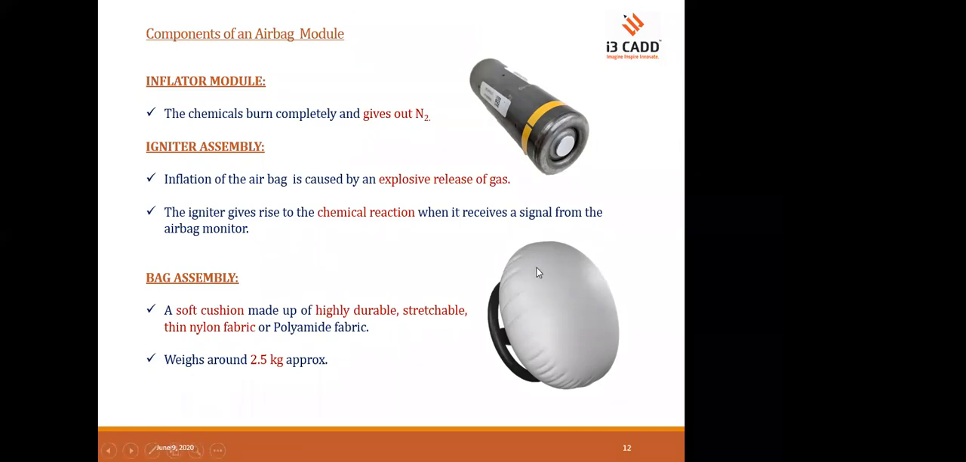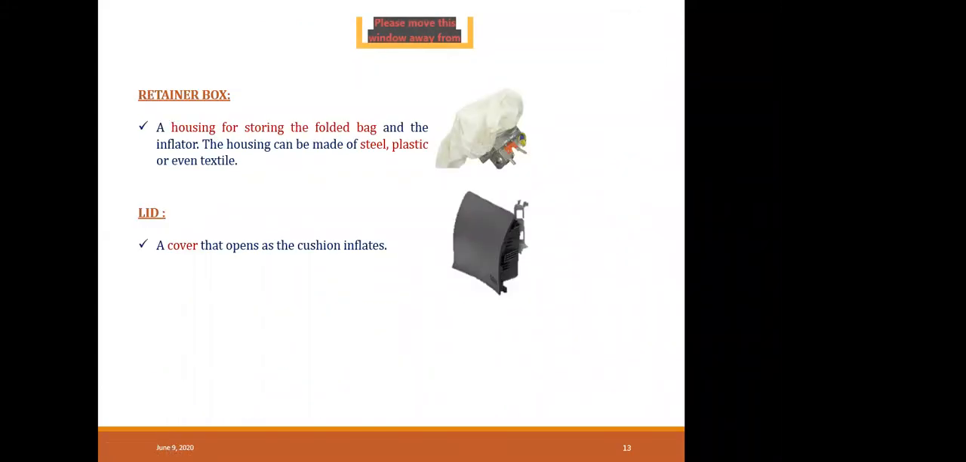And finally, your nylon bag. A cushion made up of highly durable and highly stretchable thin nylon fabric, which weighs approximately 2.5 kg. Got it? And then the retainer box. The retainer box is nothing but a metallic cartridge which is used to hold the nylon bag in a folded condition. Because you fold the nylon bag and keep it inside, and as soon as the sensor senses the impact, it will unfold and come out of your steering wheel or dashboard.